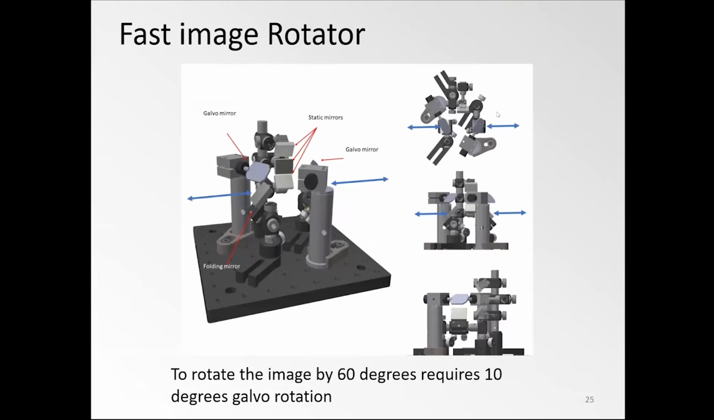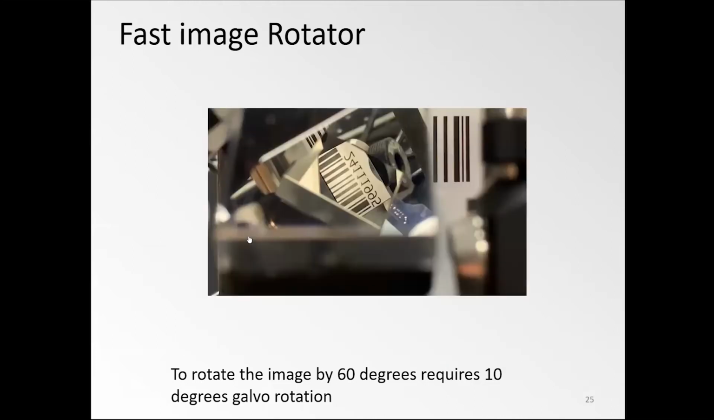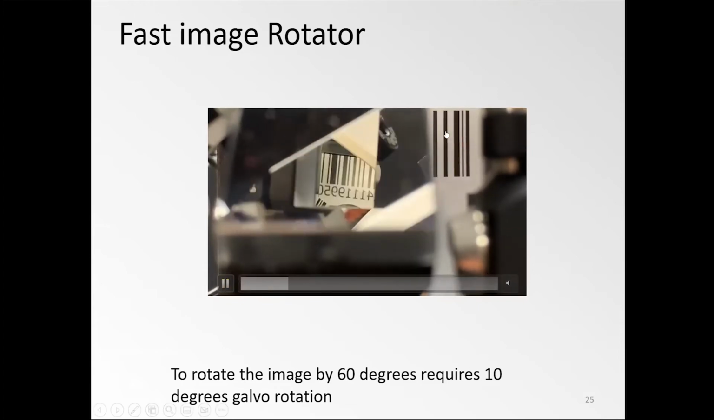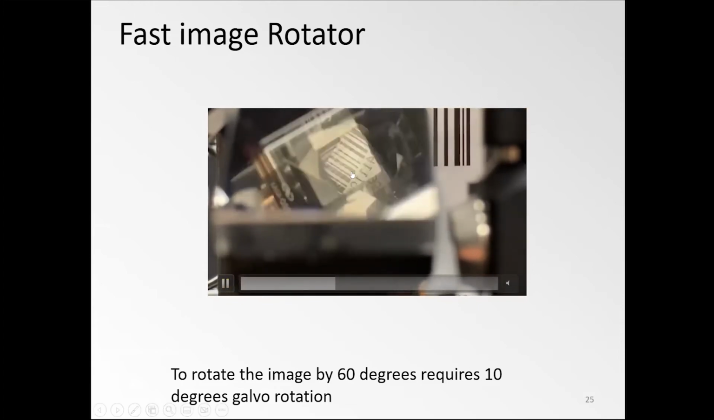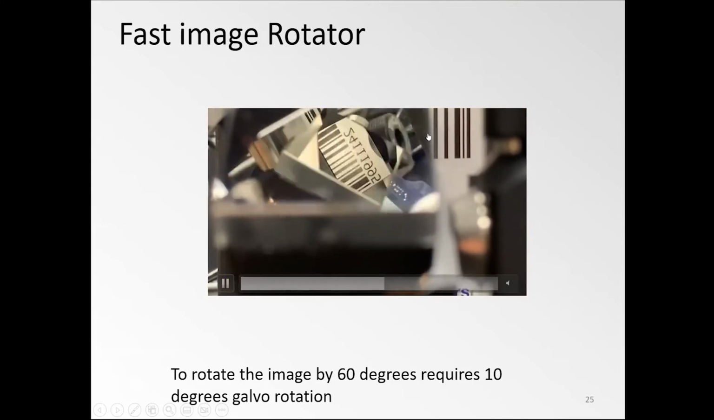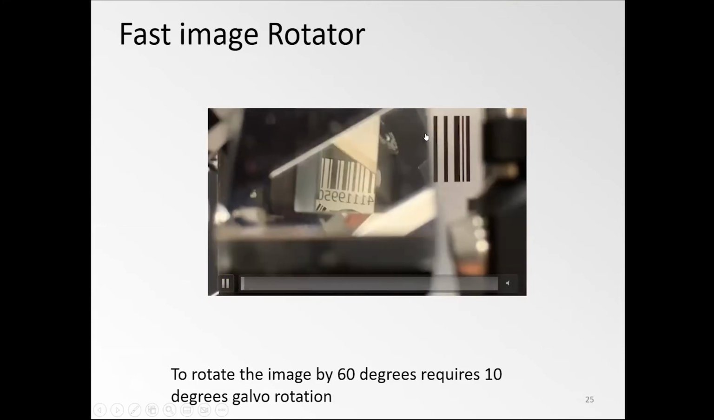So here, this is actually the practical image rotator. Let's just skip over there. There are some additional mirrors to make it practical, but in principle, there are the static mirrors and here are the galvo mirrors. So here's the device in action, rotating this barcode. So we're looking straight into the image rotator.